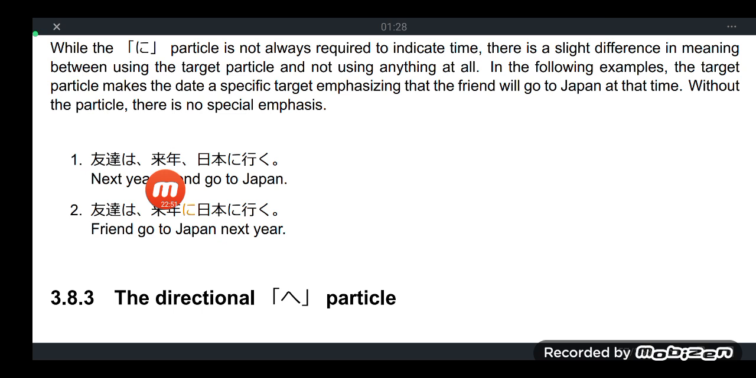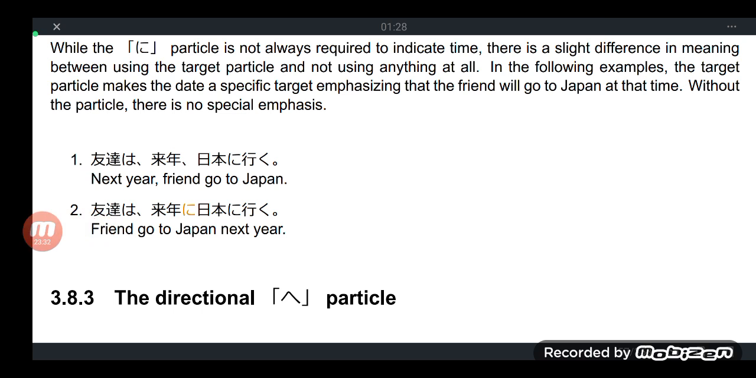Rainen is an element of time, but if you don't use the ni after the rainen, it's hard to decipher. But it's easier to decipher and more proper to use the ni after the time element. So what is the time element here? It's rainen, meaning next year. So you put the ni at the right side of rainen. So it now becomes tomodachi wa rainen ni nihon ni iku. So it's now clear that the friend goes to Japan next year.